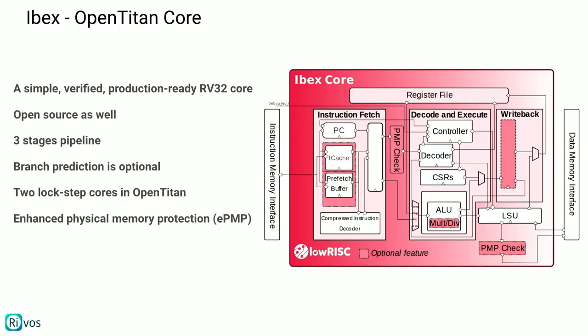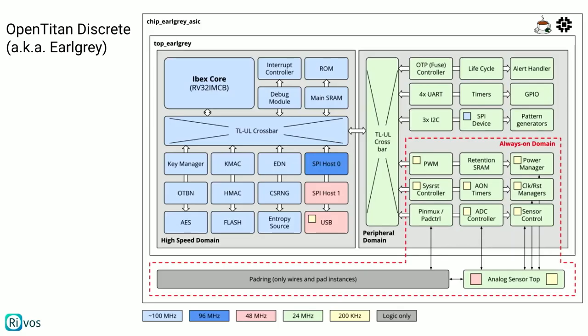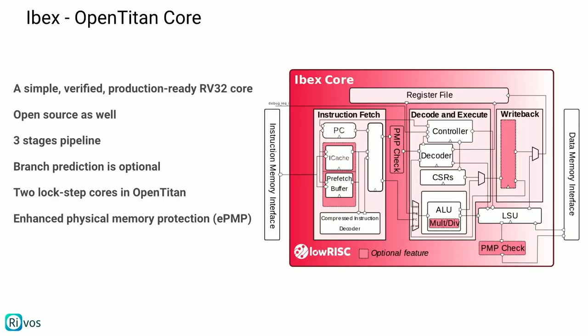And the core is that one. It's an Ibex core. If you look at the top left corner here, that's the Ibex core. This is one of the cores that's running in there. There's another one, which is the OTBN. It's a big number core that you can run big number firmware on. But the main core of OpenTitan is Ibex. It's a very simple, verified, and production-ready RISC-V 32-bit core. It's open source as well, so you can go and look at the RTL implementation for this core. It's a very simple pipeline, three stages, nothing fancy. They do branch prediction optionally. By default, there is no branch prediction, so it's a slow piece of silicon, and that's fine. It's a very simple one. There's no speculation, and you know what I'm talking about.